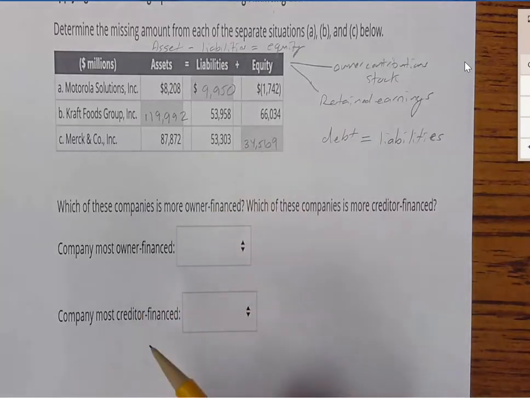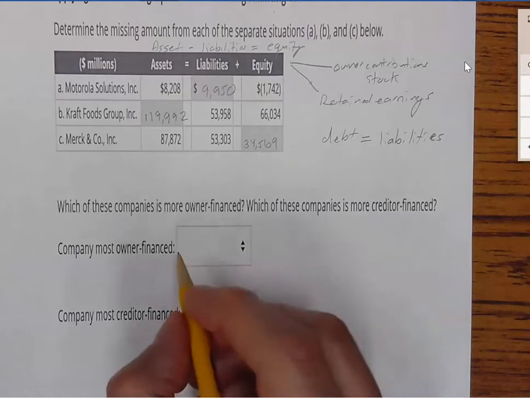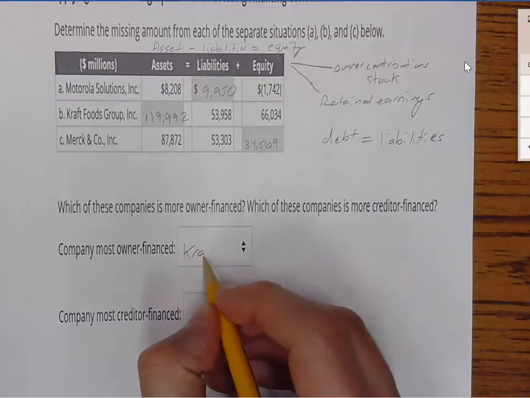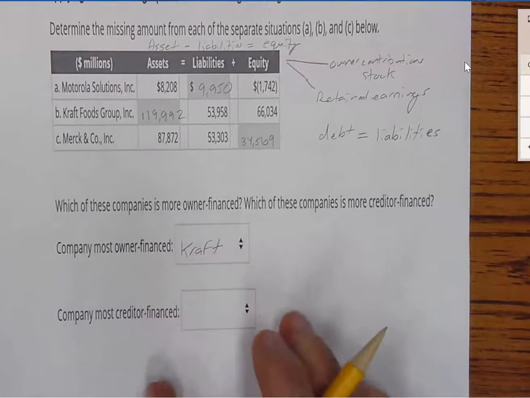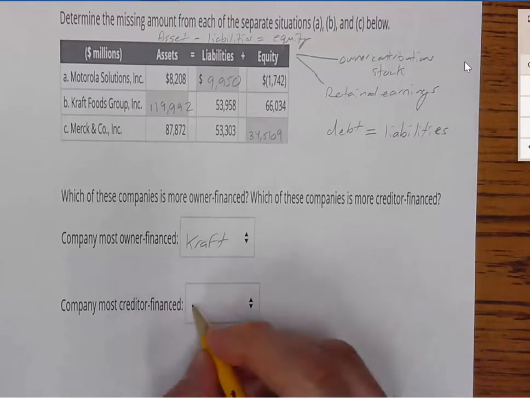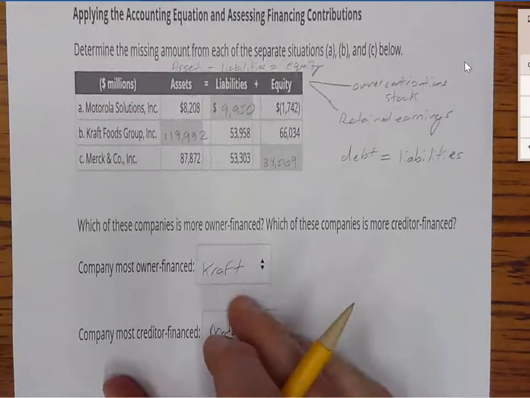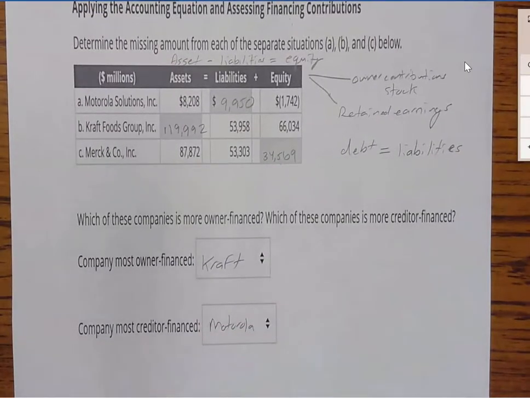Keeping all those things in mind, and again, this is a fairly heady concept, we would say the company that is most owner financed would be Kraft, and the company that is most creditor financed would be Motorola. All right, that's it for this video.